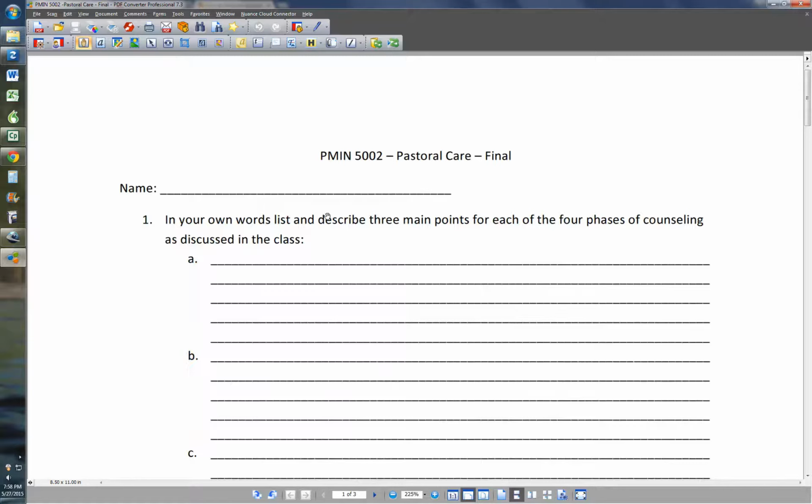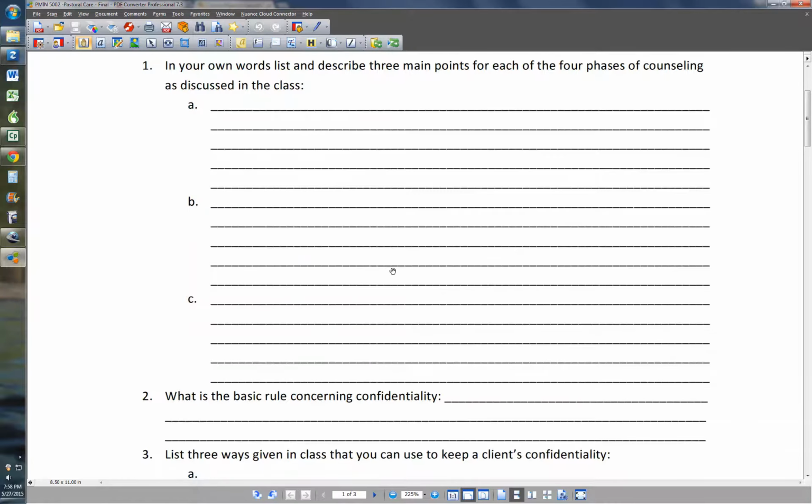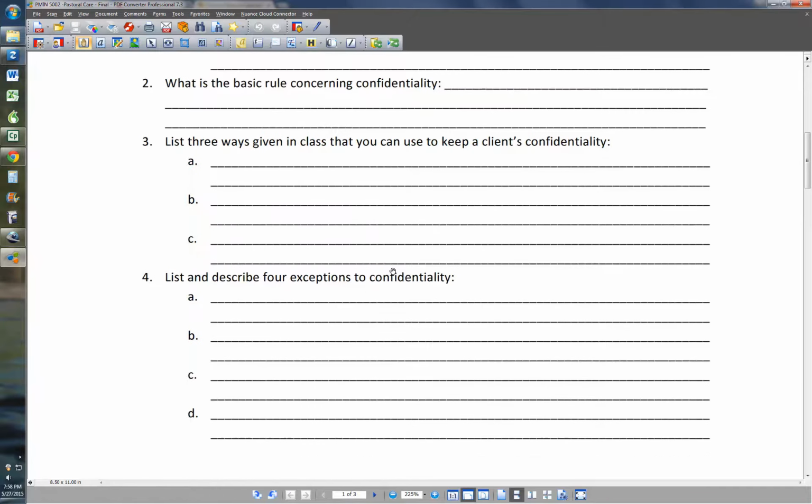So basically what I'm wanting is for you to go through and look at each one of them and give me a couple main points for each one. There'll be other stuff in the final about these, but basically for this one I want you to be able to show that you have a general understanding of what each phase was about. That's probably your longest question there for this final.